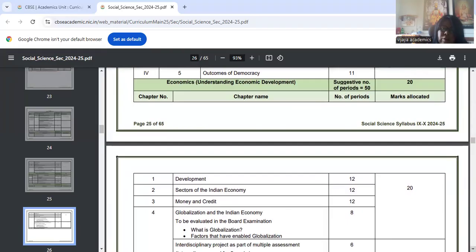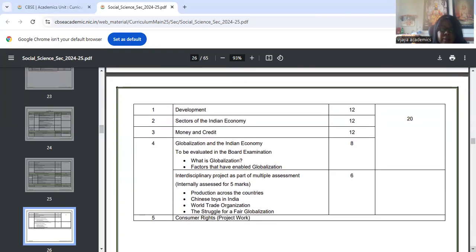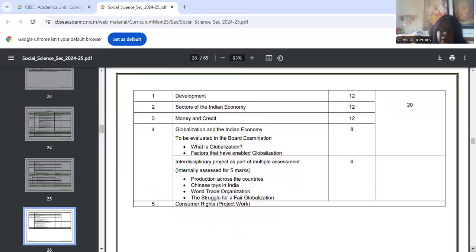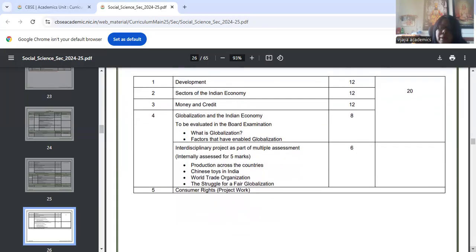Next, if you see economics, the name of the book is Understanding Economic Development, and the suggested number of periods is 50 and marks allocated 20. Now, the first chapter is development. Number of periods is 12. Chapter number 2 is sectors of the Indian economy. Number of periods allocated 12. Chapter number 3, money and credit. Number of periods allocated 12. Globalization and the Indian economy is to be evaluated in the board examination.